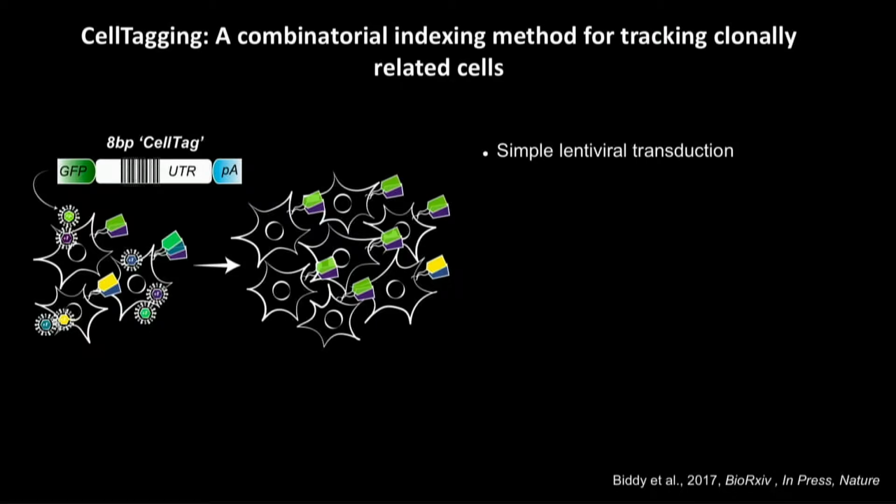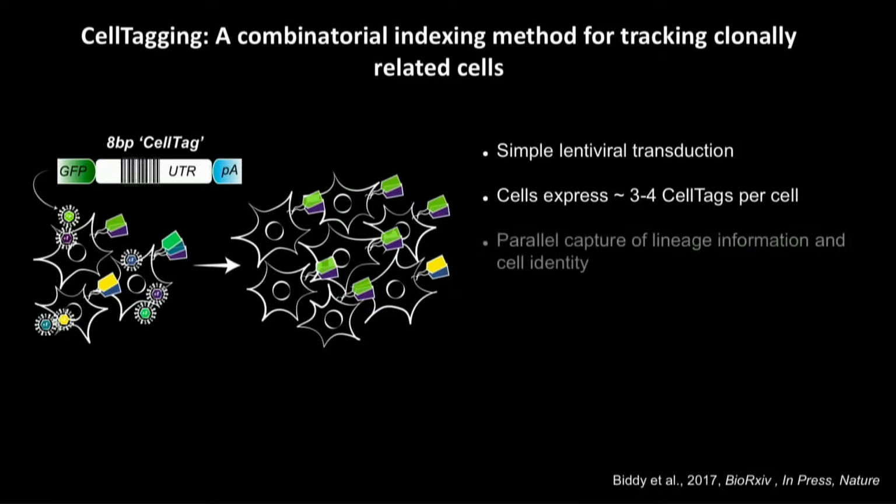So CellTagging works with a lentivirus, and just after GFP here in the UTR, we have an 8-nucleotide random barcode. And so we can create a complex lentiviral library of cell tags. We transduce the cells so they express 3 to 4 cell tags per cell. I'll come back to why these combinations are important shortly.